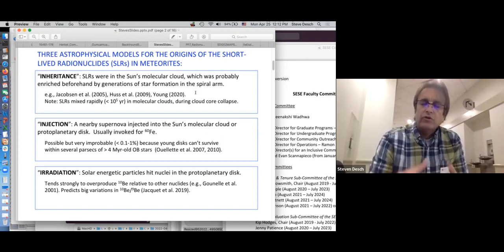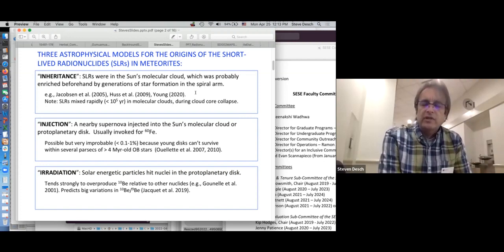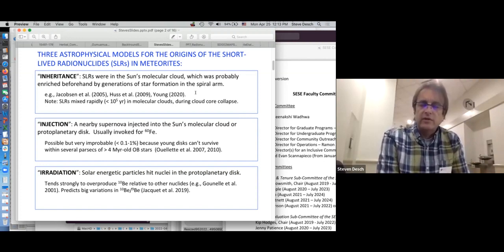I want to note that during cloud core collapse, there's a lot of spatial mixing that goes on. You would expect that the abundances of all of these radionuclides that were in the molecular cloud should be pretty uniform in the solar system if they were inherited from the molecular cloud.